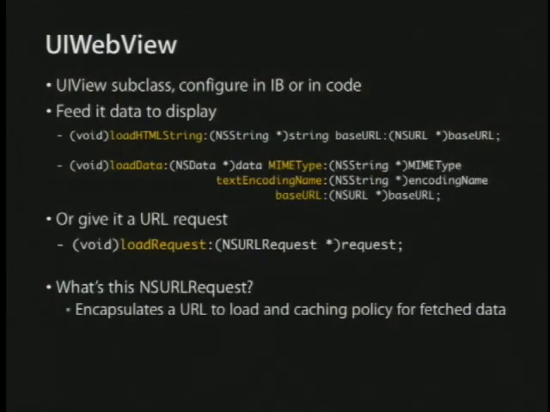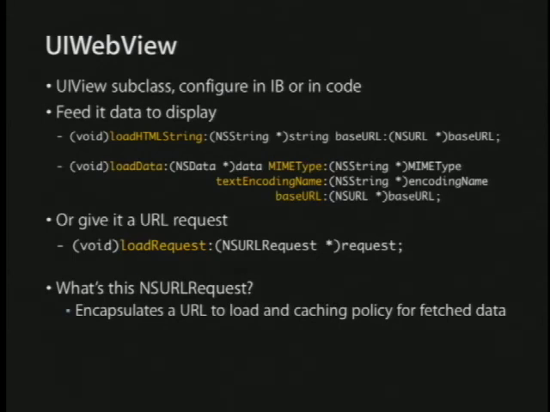Okay, so let's look at UI web view. It's a subclass of UI view, so you use it like every other UI view you've included in your app so far. The 3 ways that we've talked about for feeding it data: the first is load HTML string, where you give it a formatted HTML string and a base URL, which you can pass in nil if your HTML is complete. You can give it load data. So in the PDF example, you could feed it the NS data that corresponds to the PDF on disk, and you give it the MIME type for the PDF. Or you can give it a URL request, and it's just one parameter.